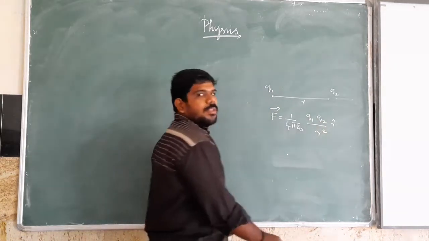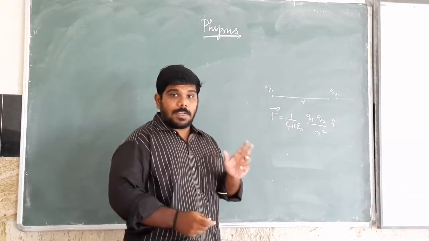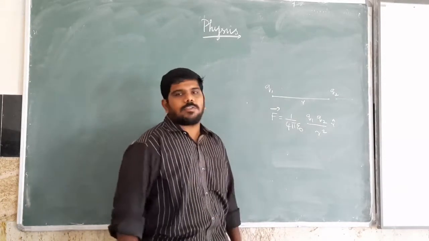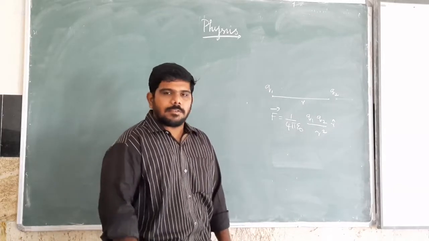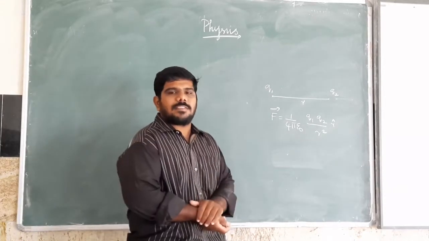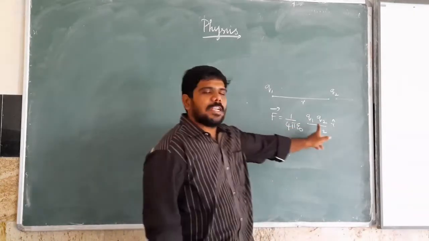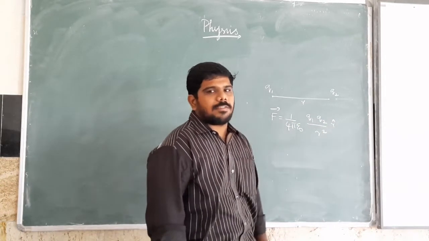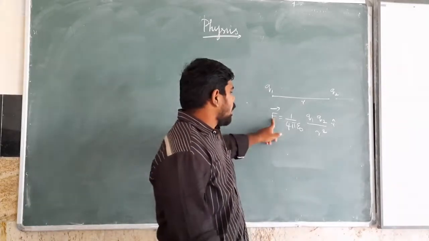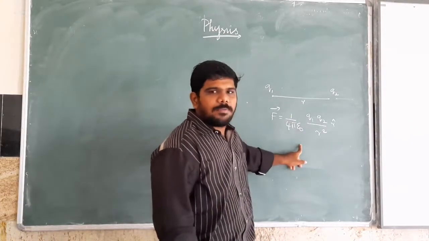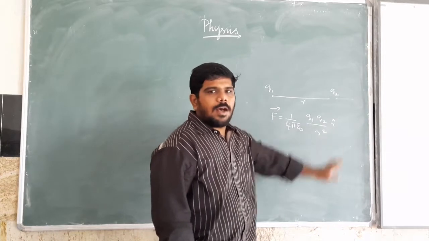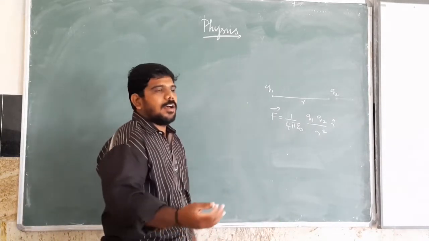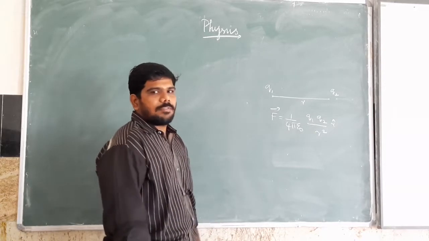So in our first online class, we learned the force between two charges by using Coulomb's law. What is Coulomb's law? Coulomb's law states that the force is directly proportional to the product of the charges and inversely proportional to the square of the distance between them. From that formula, F vector is equal to 1 by 4 pi epsilon 0 Q1 Q2 by R square.